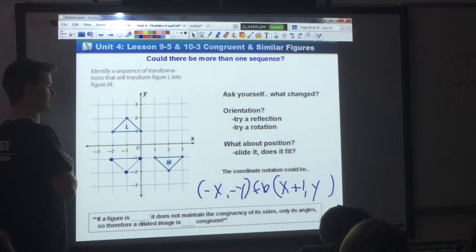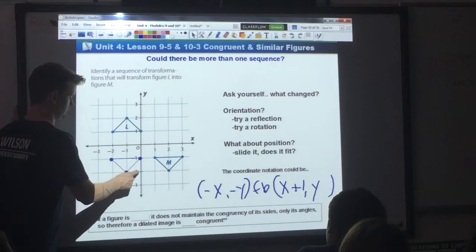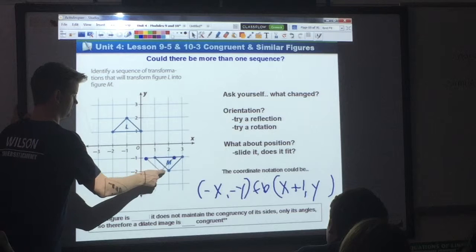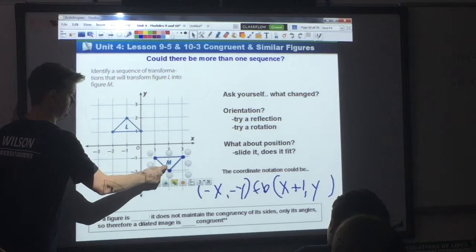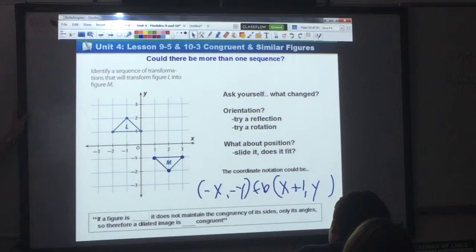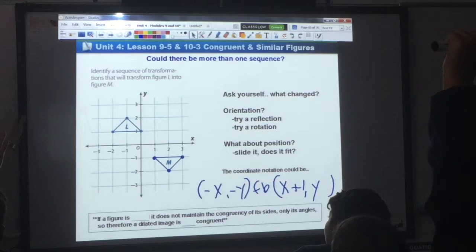You would have had to move this how many units to the right? Three. One, two, three. That would have also worked. There you go. Lots of different ways. So on your exam, as long as your sequence is good, totally fine. Any questions on this? All right.